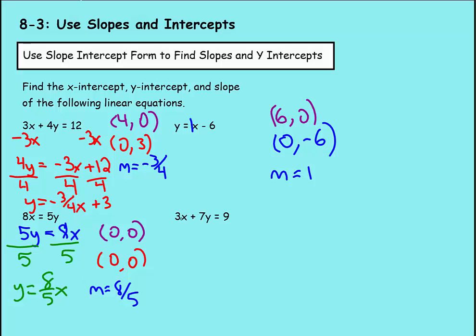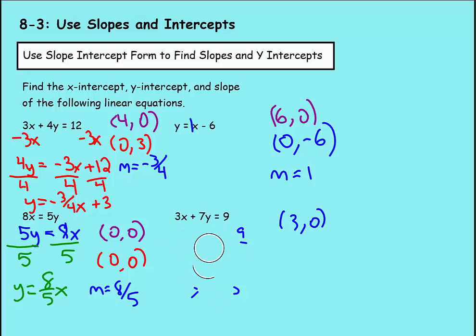Let's look at this one now. We have 3x plus 7y equals 9. The x-intercept is when y equals 0, so we have 3x plus 0 equals 9, or just 3x equals 9. Divide both sides by 3. So the x-intercept is going to equal 3. So x is 3 when y is 0.